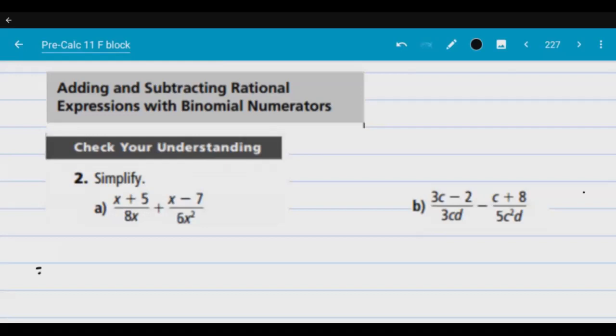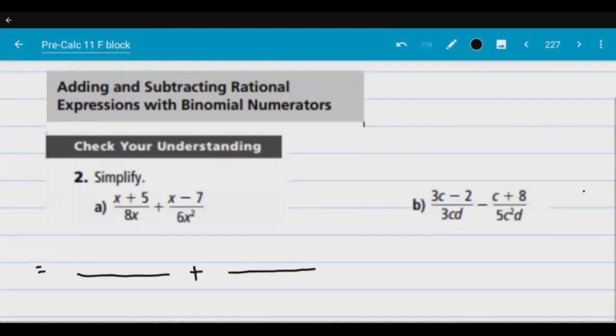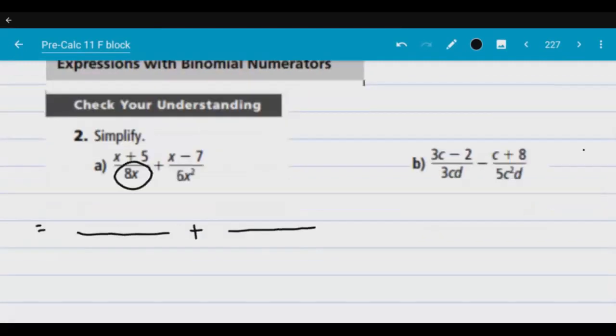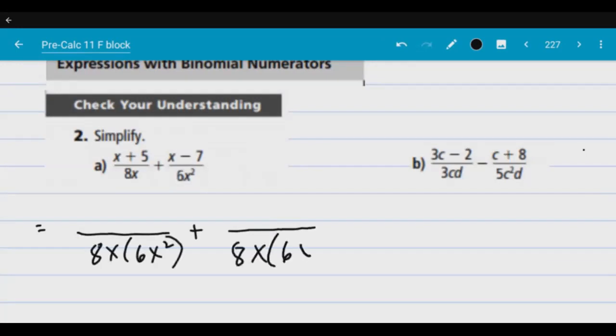I will turn these new fractions into new fractions that will have a denominator that would be the product of these two. Watch what I'm going to do. Now, the first fraction is 8x plus 5 over 8x. If I'm going to give it a new denominator like this, that means the x plus 5 has to be multiplied by this, 6x squared.